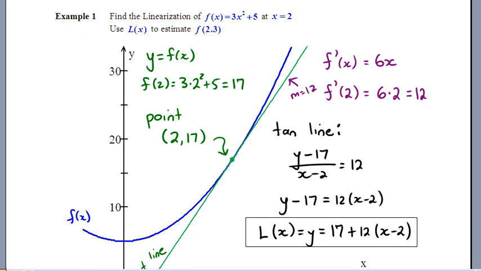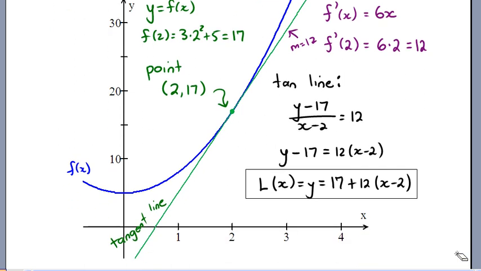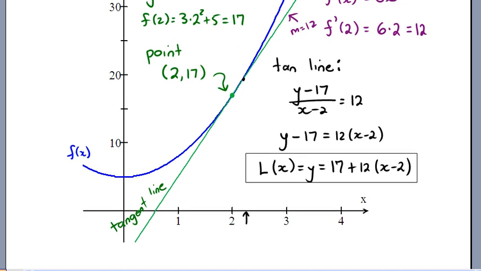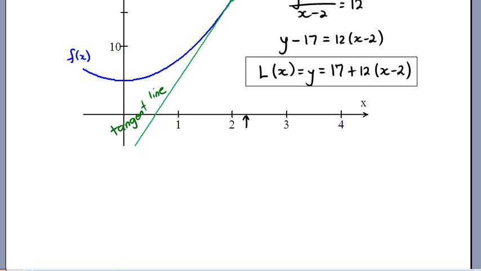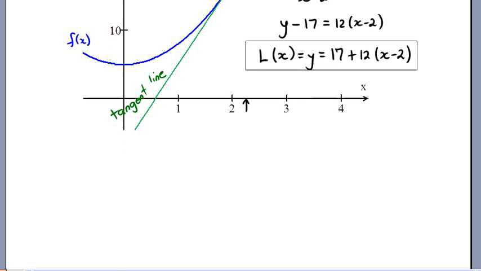But maybe if I use the tangent line instead, 2.3 is really not all that far away from 2. 2.3 is right about here. And if we were just to go and find the y value of the tangent line, it's probably pretty close to being the y value of the function. And so that's the whole idea, is that now you can, as long as you're close to that point of tangency, estimate that function just by using the easier line. So here's the second part of the story.